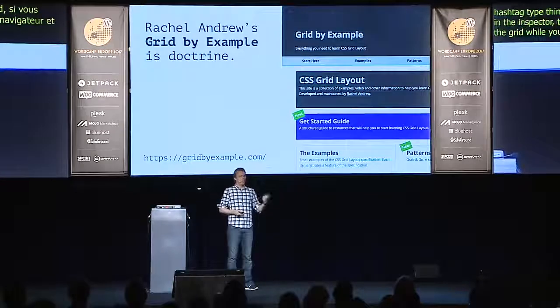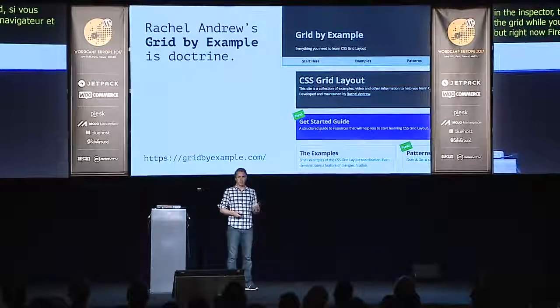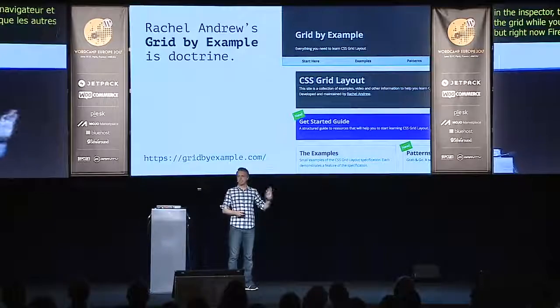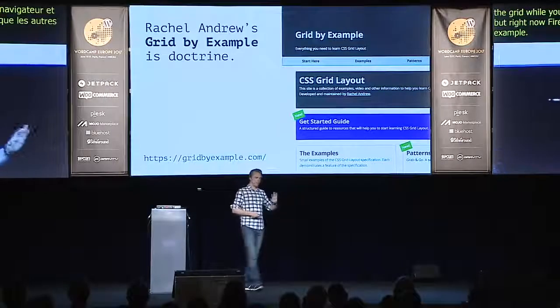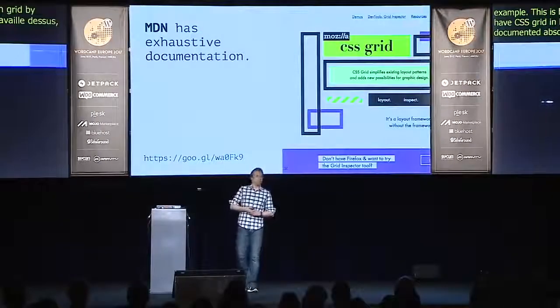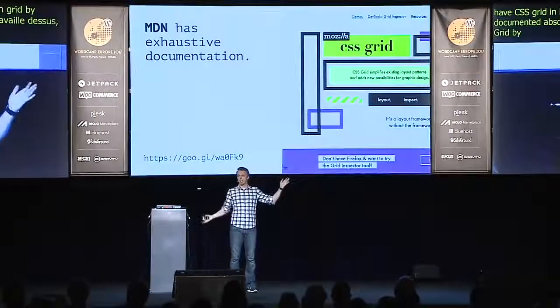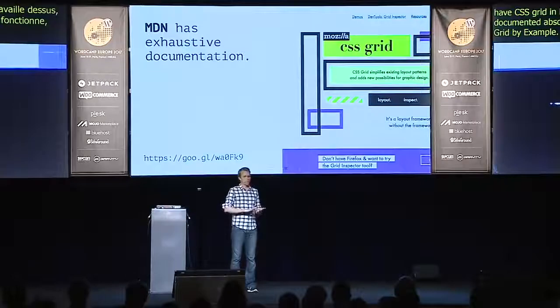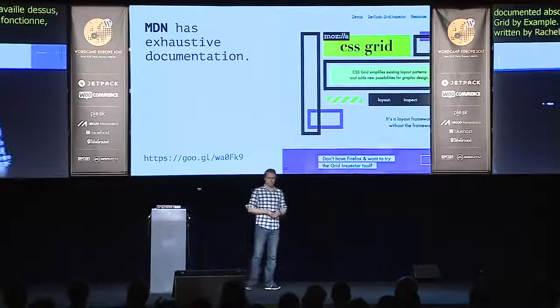Second, Rachel Andrew has a website called Grid by Example. This is basically doctrine. Rachel Andrew is, by and large, the reason why we have CSS Grid in browsers today. She's been pushing it for years and years, and she's documented absolutely everything. So, if you want to know how it works, go to Grid by Example. Mozilla Developer Network has tons of documentation, most of it written by either Rachel Andrew or Jen Simmons. It is a great resource. It's documented every single property and everything that's going on.